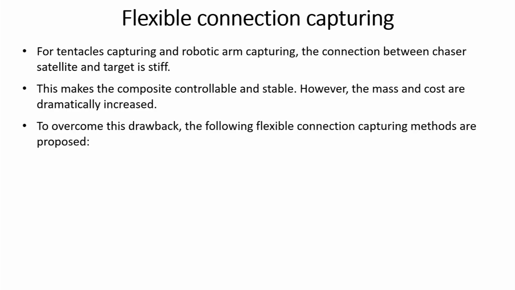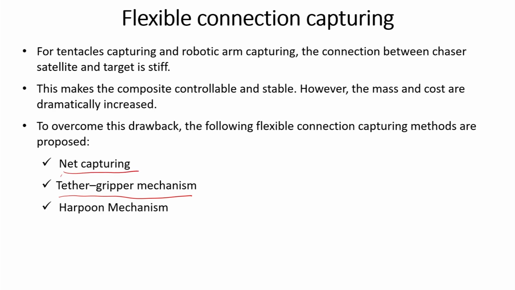So, to overcome this drawback, the following flexible connection capturing methods are proposed. What are those? One is net capturing, the other one is the tether gripper mechanism, and the third one is the harpoon mechanism. We will see these one by one. First, we will see what net capturing is.